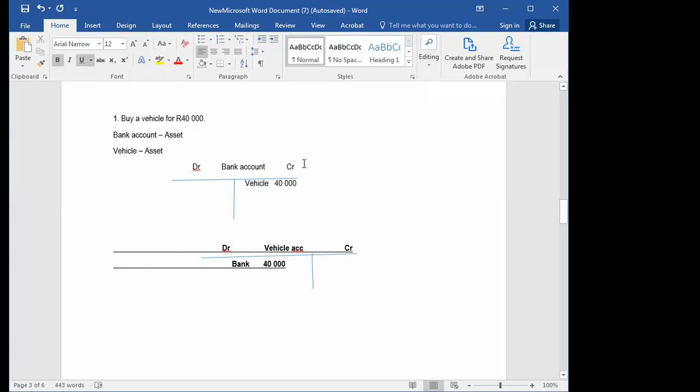Today I'm sleeping. This is how you can record transactions. And my mom just said there's an ice pack.